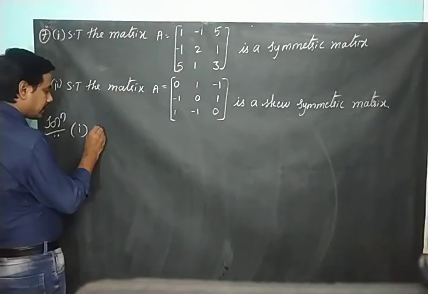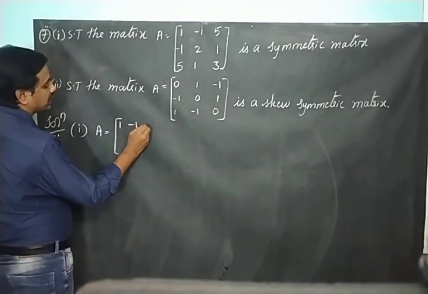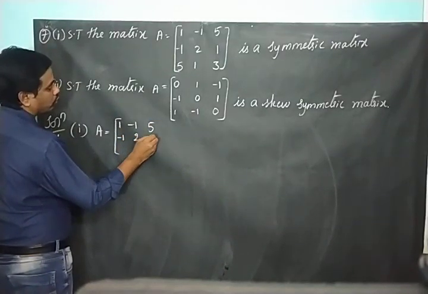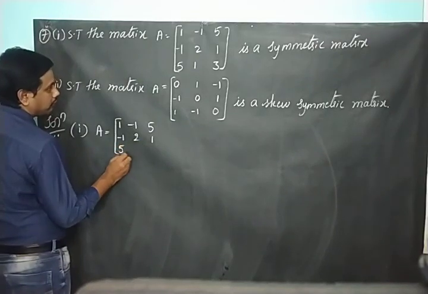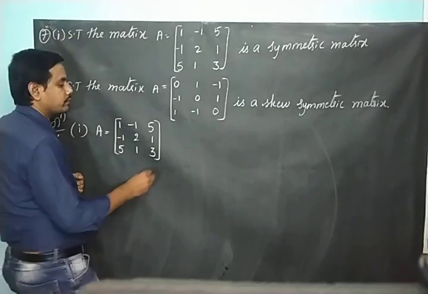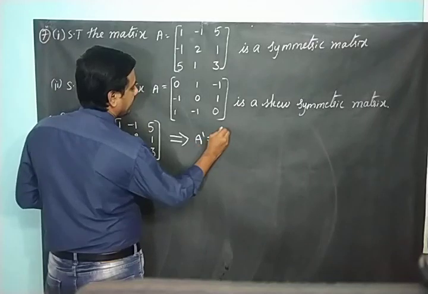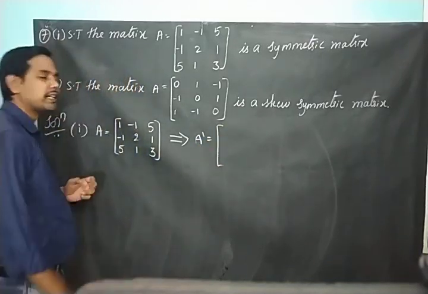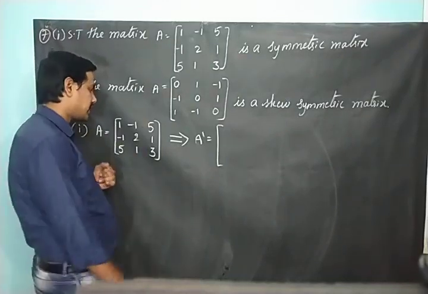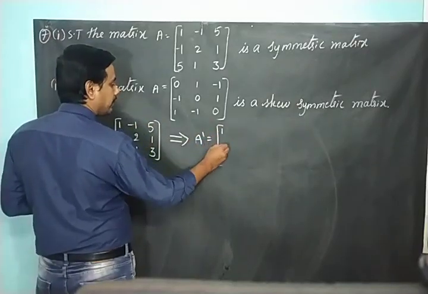What is there? A is equal to 1, minus 1, 5, minus 1, 2, 1, 5, 1, 3. Okay, so from this I can write A transpose. What is transpose? Expressing rows as columns and columns as rows. The first row is to be expressed as the first column. What do we have in the first row? 1, minus 1, 5. So that will be in the first column.